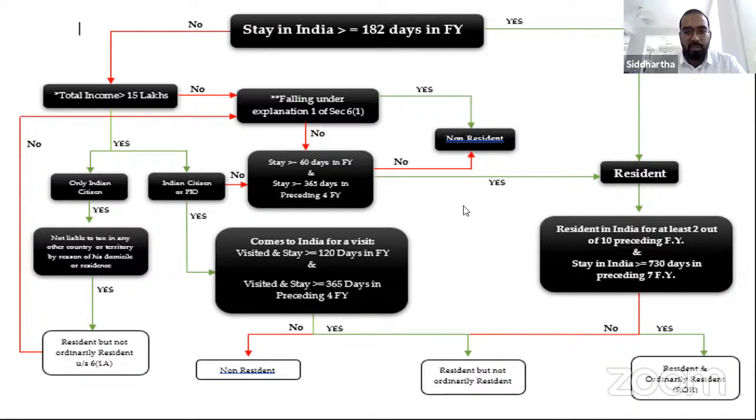So I have a few questions here. Basically, when you say falling under Explanation 1 to Section 6(1), what is it falling under Explanation 1 to Section 6(1)? That is the first question. And the second question is, when you say comes to India, if I'm an Indian citizen or a person of Indian origin, who are these people, Indian citizen or person of Indian origin? Can you please clarify these points? Yes, Sridhar, we'll clarify. We'll go into the next slide.